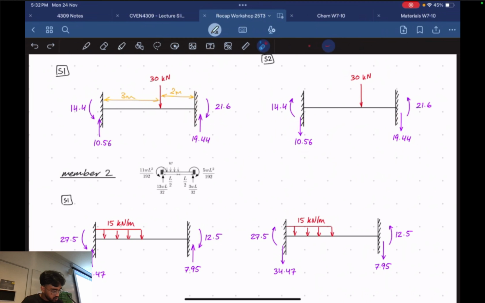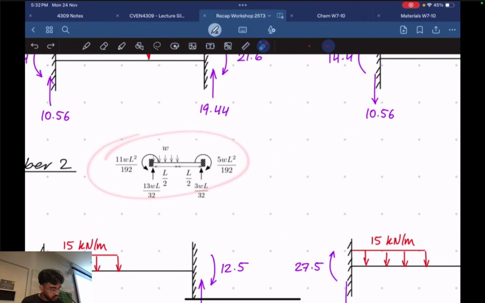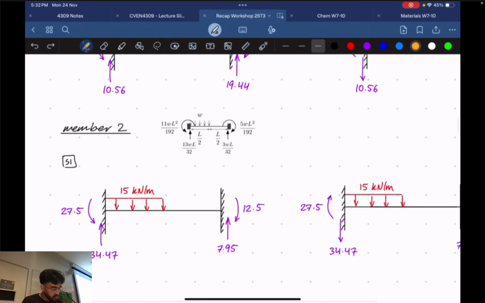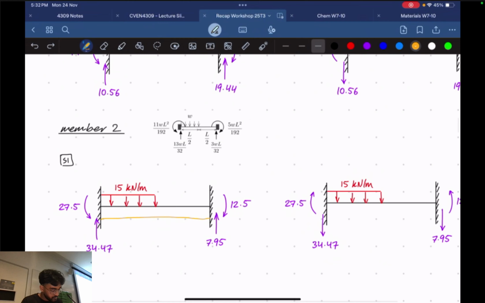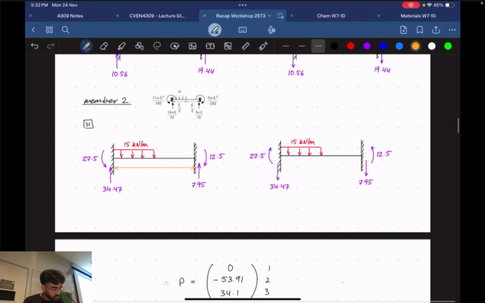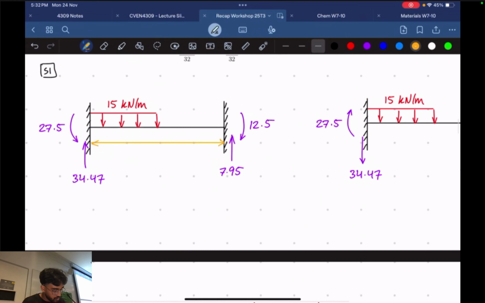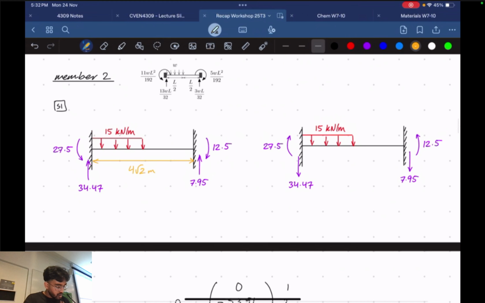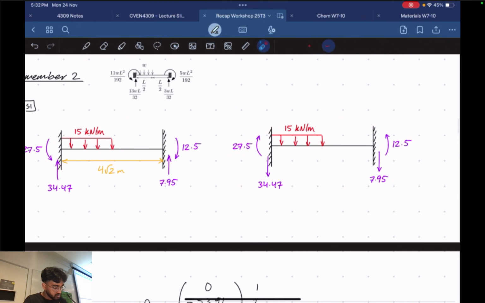Okay, member number 2, I've got this scenario, where this is L2. So L2 is a bit weird. So the actual length of this member, because it's a diagonal, right? It's a diagonal. In meters, it's going to be 4 root 2 meters. Yeah. Any questions about how I got that? Yeah, just a bit of trig. Again, just flip it, and that's your S2.